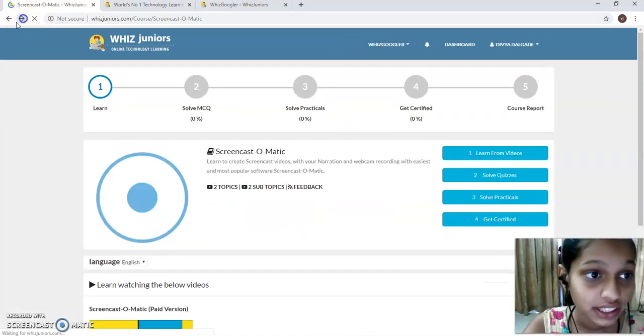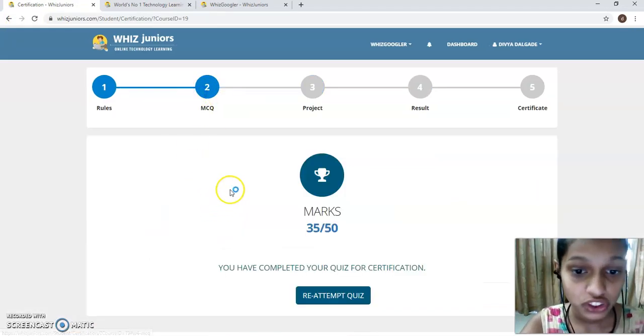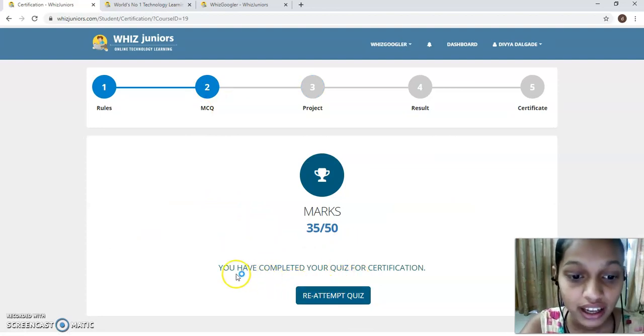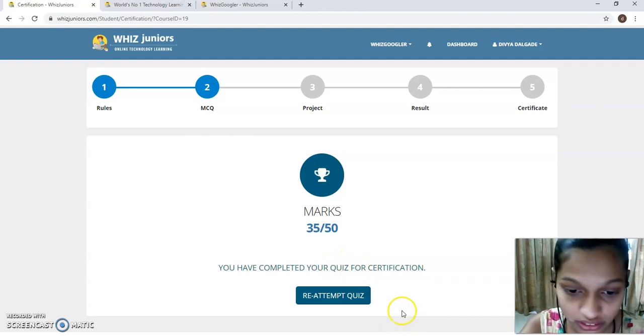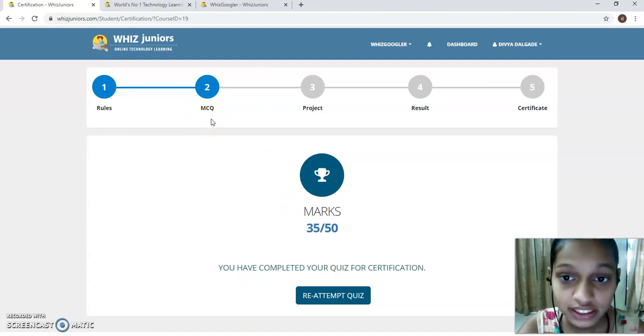As I was telling you, this MCQ is about the quizzes. So let me show you. I have scored 35 out of 50, and I can also try to re-attempt this quiz if I want and get better marks. This MCQ is of 50 marks and has 25 questions, each for 2 marks.